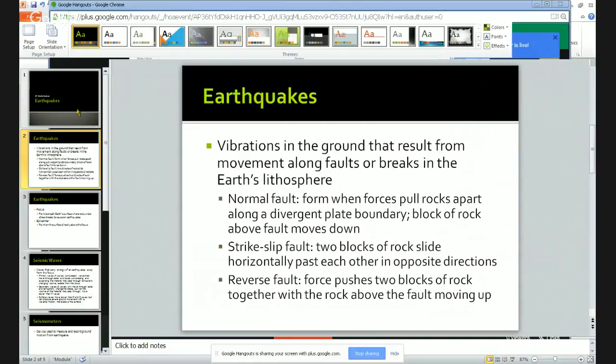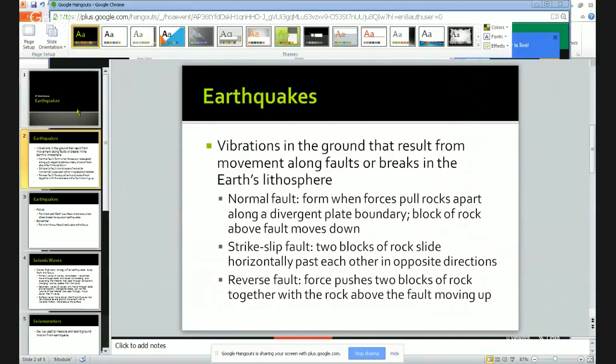There are three different types of faults. So three ways that the two plates coming together are going to move. It's going to be similar to the forces: compression, tension, and shearing.